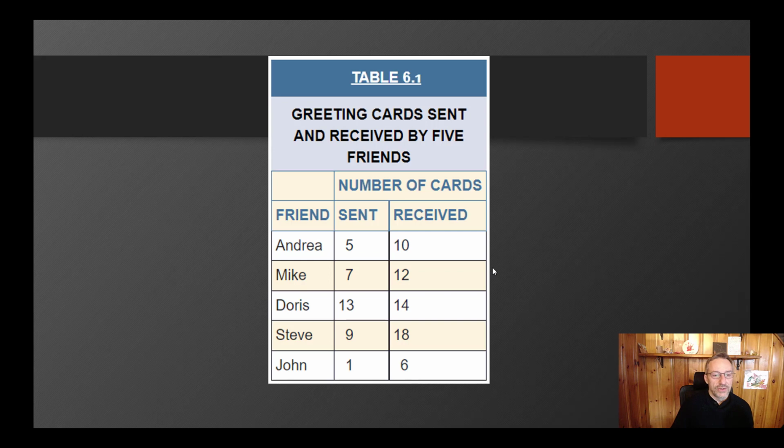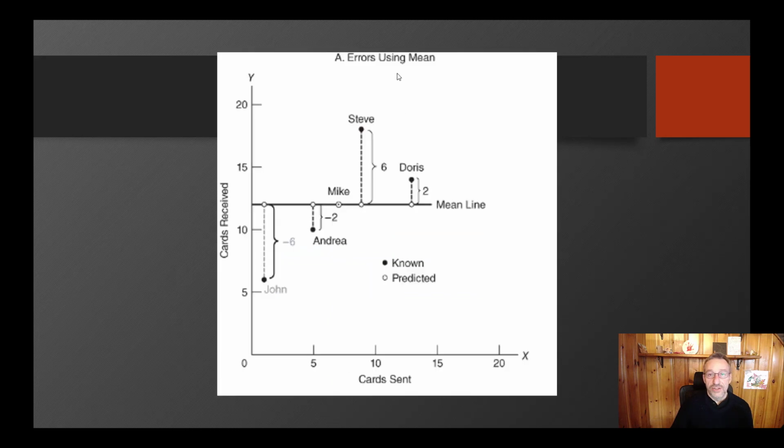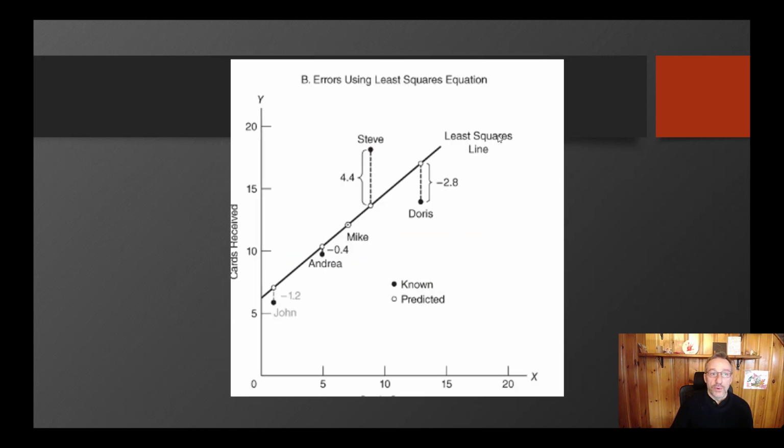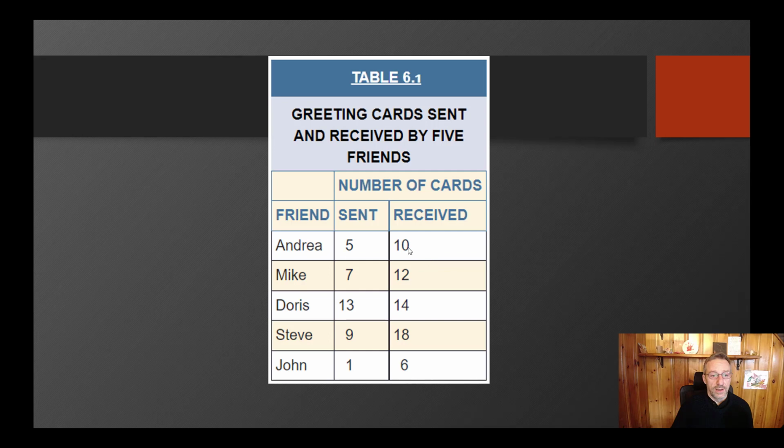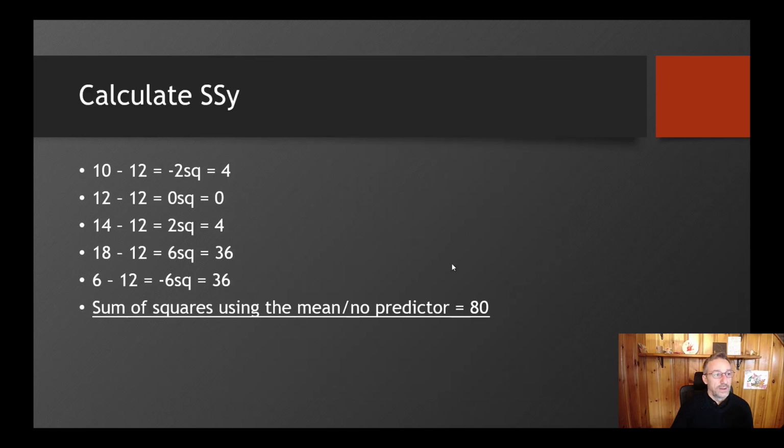So again, here's our data set. Here are the errors just using the mean. Once we go through all this, these will be our errors using the equation. We have to get our sum of squares for Y. We would already have this, 80, but just as a refresher, you take the mean, you take each one of our variables received, plug them in, take it minus that mean, and so we get a -2, a 0, 2, 6, -6. We already discussed this.